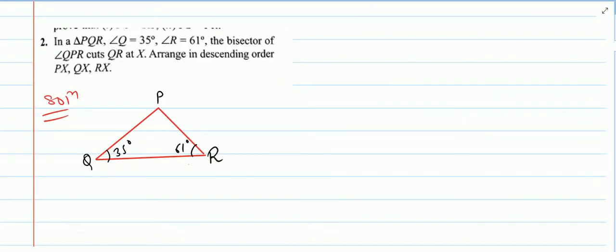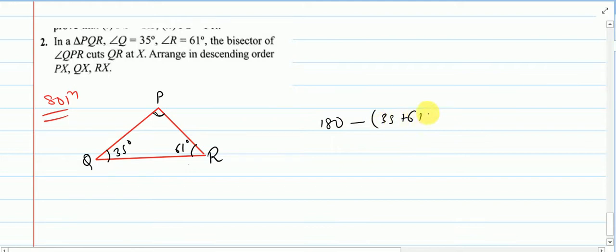Okay, now let us see question number 2. So here it says, in a triangle PQR, angle Q is 35 degree, angle R is 61 degree. The bisector of angle QPR cuts QR at X, arrange in descending order PX, QX, RX. So here two angles are given, so third one can be found very easily, and this will be equal to 180 minus 35 plus 61, that means 180 minus 96, so you will get 84 degree. Okay, so this total angle is 84.